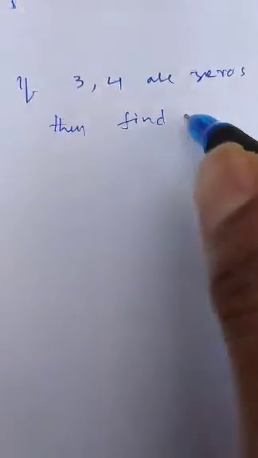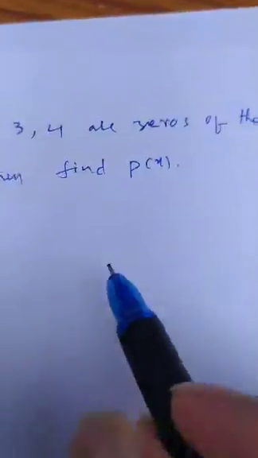Suppose, example: if 3 comma 4 are zeros of the polynomial p of x, then find p of x. So what do we have? We have two zeros of the unknown polynomial p of x. Then we have to find the unknown polynomial. So how to find the polynomial?